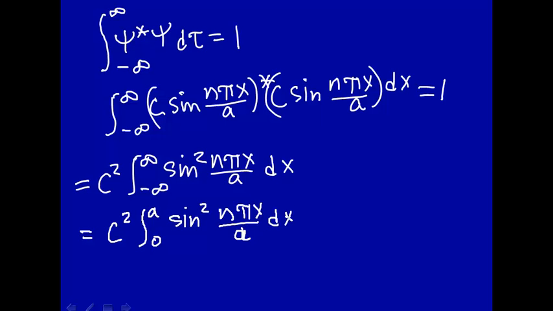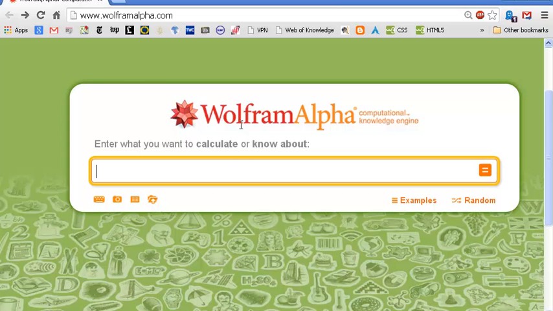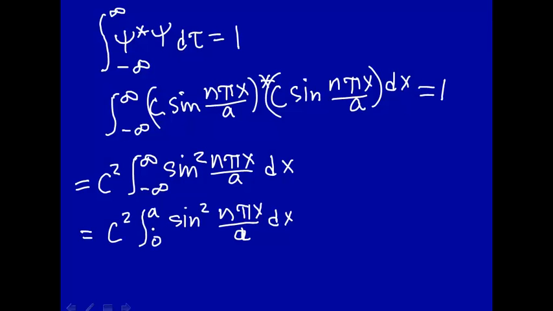integrated over x. Now back in the old days, you had to look up this integral in a table of integrals in a book, or do it yourself, integration by parts perhaps, or something like that. But nowadays we live in the age of the internet, and we can just go to a site called Wolfram Alpha, wolframalpha.com, and you probably have heard of this before. They probably use this in calculus nowadays. And so what we want to do is integrate from 0 to a of sine squared n pi x over a dx, where n now is an integer. Remember, n goes from 1, 2, 3.